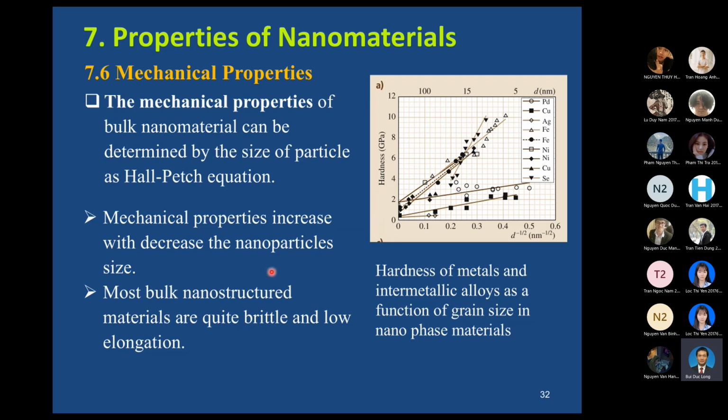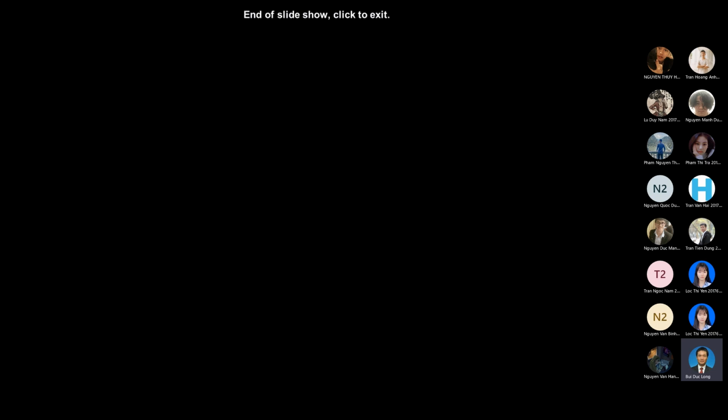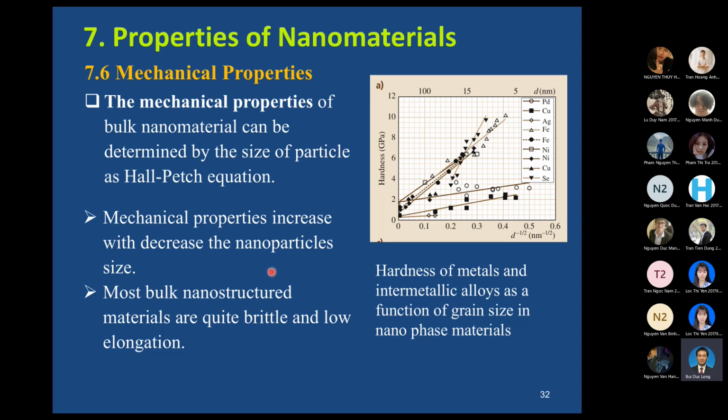So that's why scientists and researchers want to scale down the grain size or particle size of material, in order to increase the hardness and strength of the material, especially for metal and for composite material. Okay, this is all for the introduction.